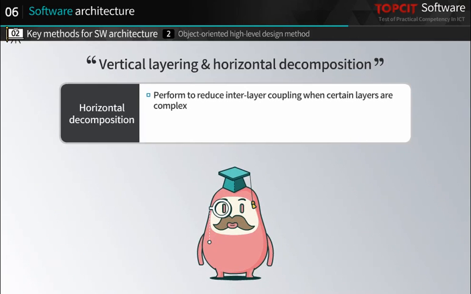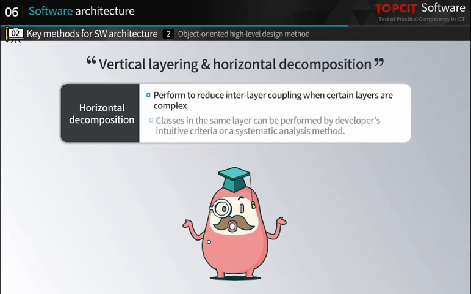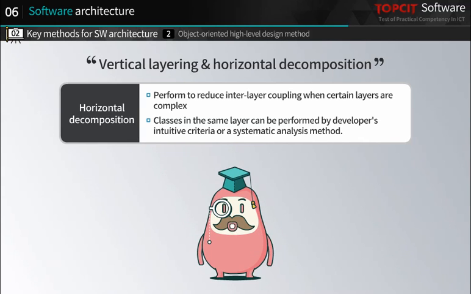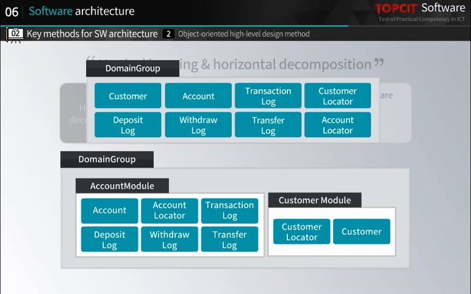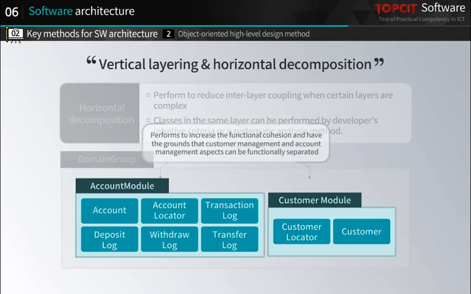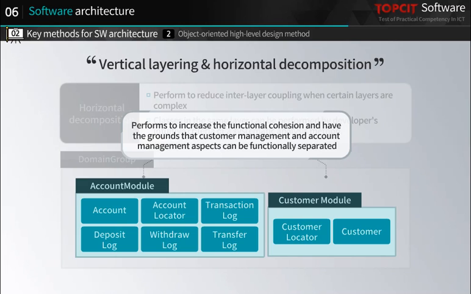Next, horizontal decomposition can be performed to reduce interlayer coupling when certain layers are complex. In addition, the classes in the same layer can be grouped by the developer's intuitive criteria or a systematic analysis method. Let me explain with the example. The figure is an architecture in which the domain group hierarchy, previously discussed, is decomposed horizontally again. Classes with similar functionalities are grouped together. In other words, horizontal decomposition was performed to increase the functional cohesion and have the grounds that customer management and account management aspects can be functionally separated.